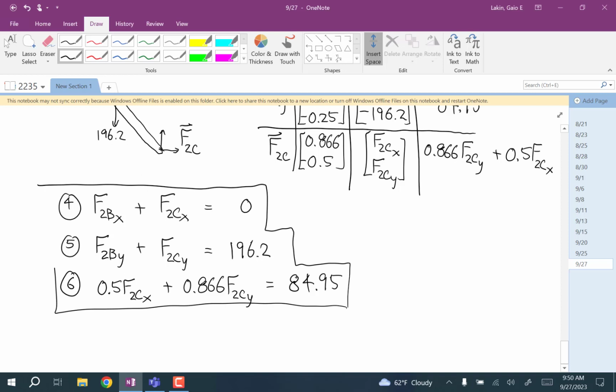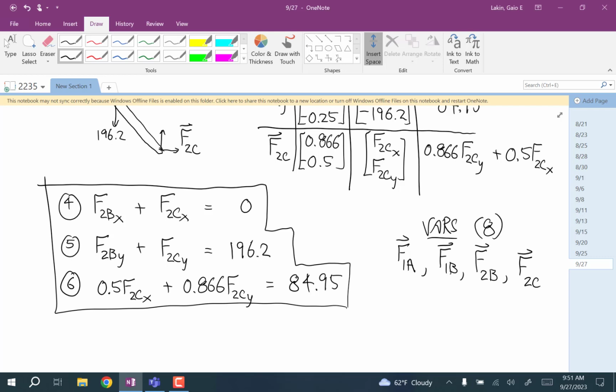So now we have 6 equations. How many variables do we have? We still have the ones from before, so we have F1A, and F1B, and F2B, and F2C. 2, 4, 6, 8 variables. So we're sort of heading in the wrong direction so far, you know? So is this ever going to work?